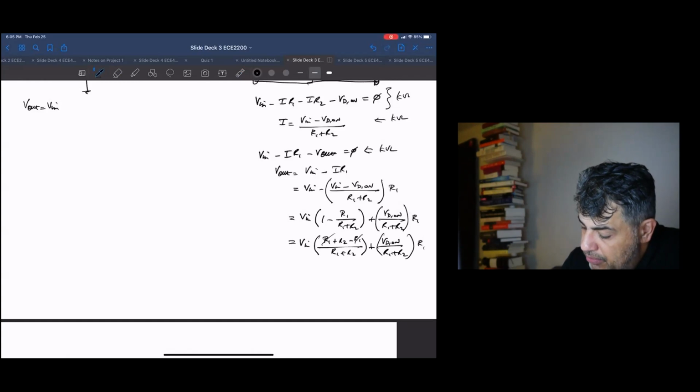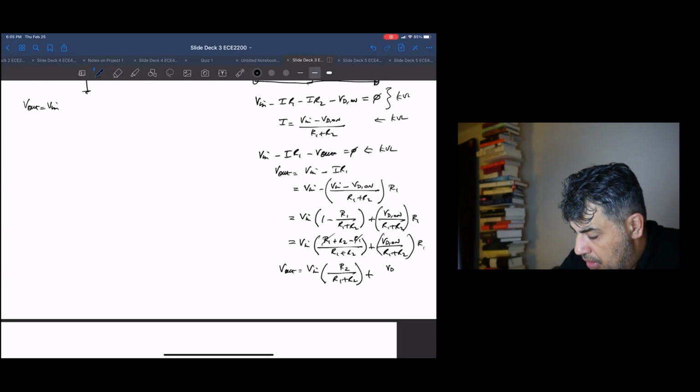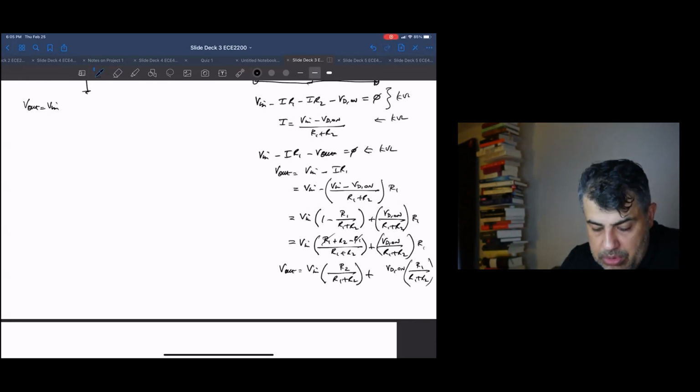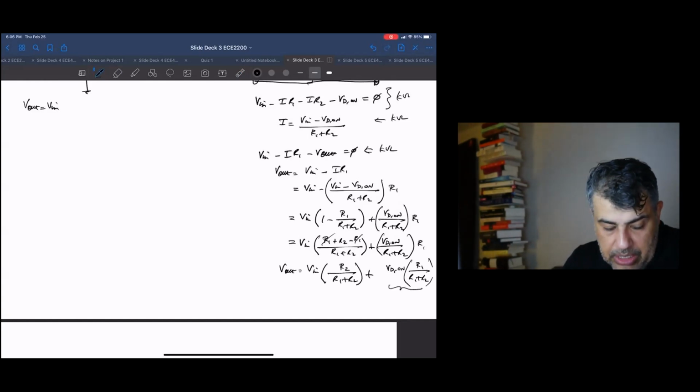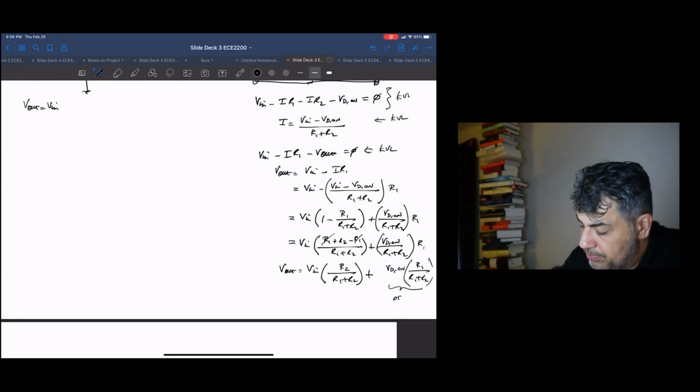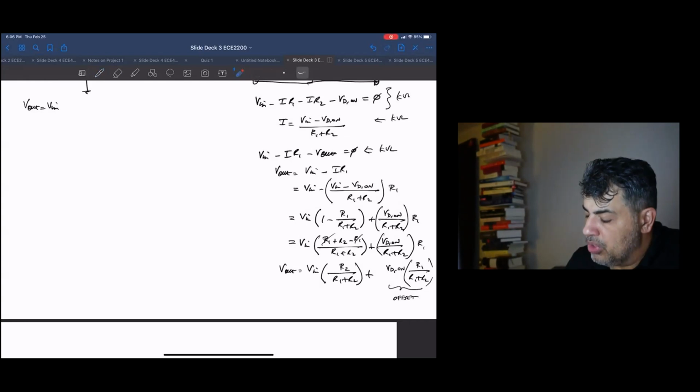And then basically we get V out is equal to Vn times R2 over R1 plus R2, plus VD on times R1 over R1 plus R2. Okay, so this guy looks like an offset. So if I was going to look at the slope of V out versus Vn, it would basically be this ratio, right? Because this guy is an offset on that line.